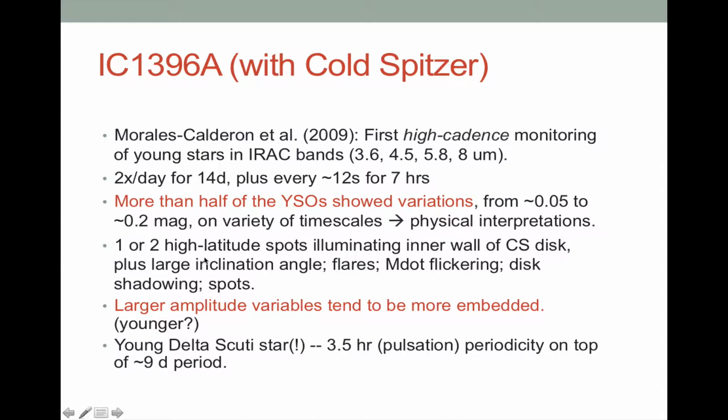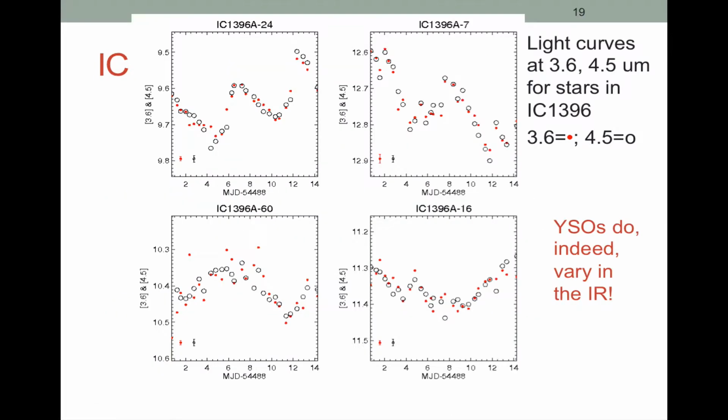There are some cases that we thought were spots, sometimes spots illuminating the inner wall of the disk, sometimes flares, sometimes intermittent accretion. M-dot is dM/dt, or accretion rate, disk shadowing, or spots. In general, we found that larger amplitude variables are more embedded, which could mean that they are younger. We also found a young Delta Scuti star, which means we found it pulsating on top of rotating, which is really cool.